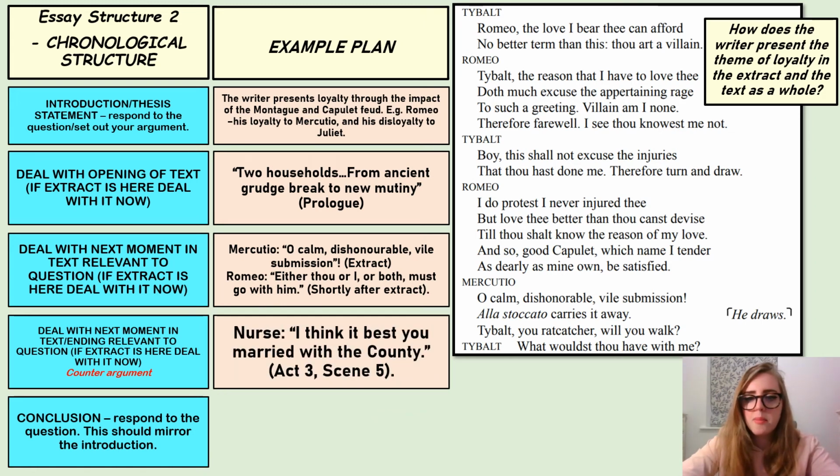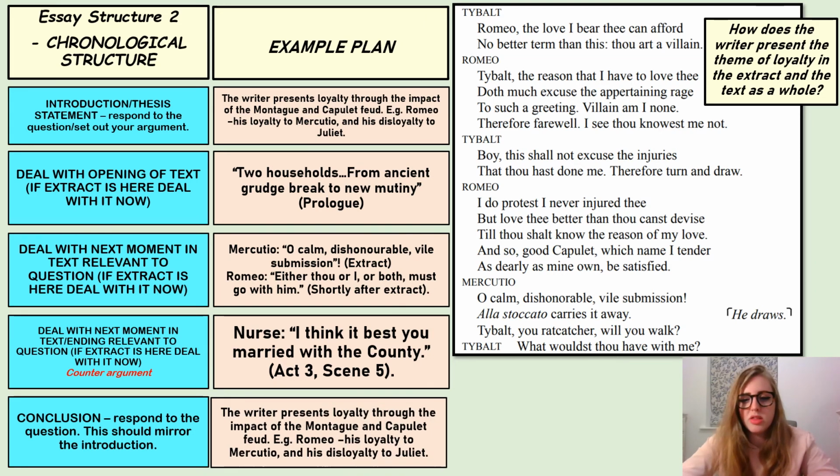Okay then, so shortly after this, in the same act but in a later scene, we've got the Nurse, and she's been very loyal to Juliet and also loyal in terms of her praise of Romeo. And then we kind of see her opinions change very quickly, and suddenly she's like, I think you should get married to Paris. So you can say that she's disloyal to Romeo there. I don't think many students will look at that.